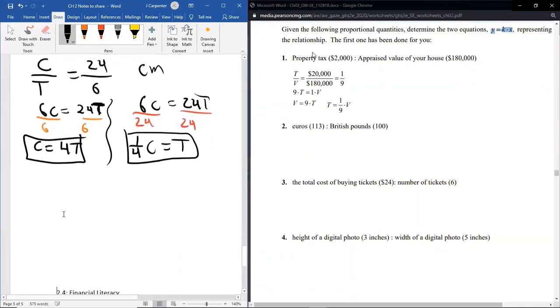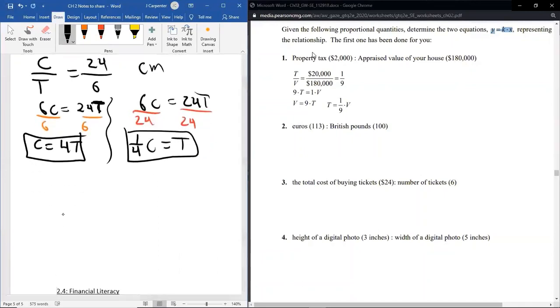Finally, height of a digital photo in comparison to the width of a digital photo. So let's go H for height, and let's go W for width. See, I'm not using Y and X here because I have more appropriate letters, just better letter choices. I still could use Y and X. I could call Y the height and X the width, and then I go Y over X instead of H over W. It's your choice.